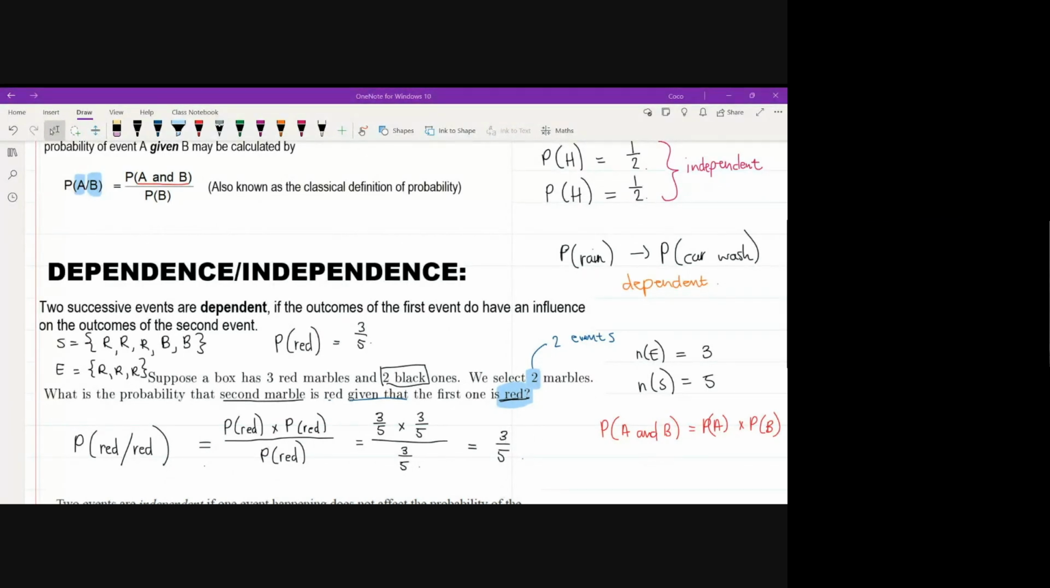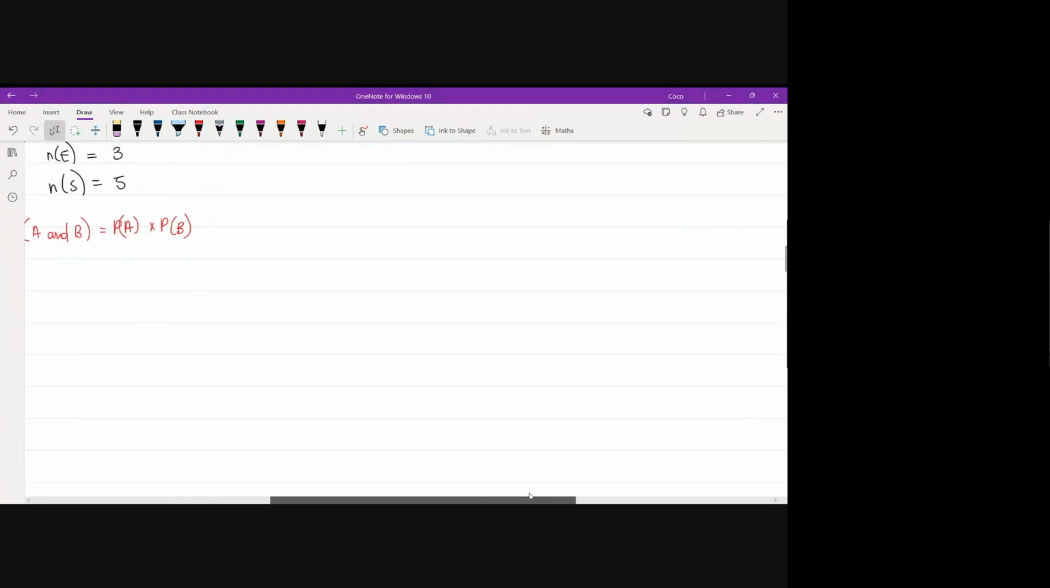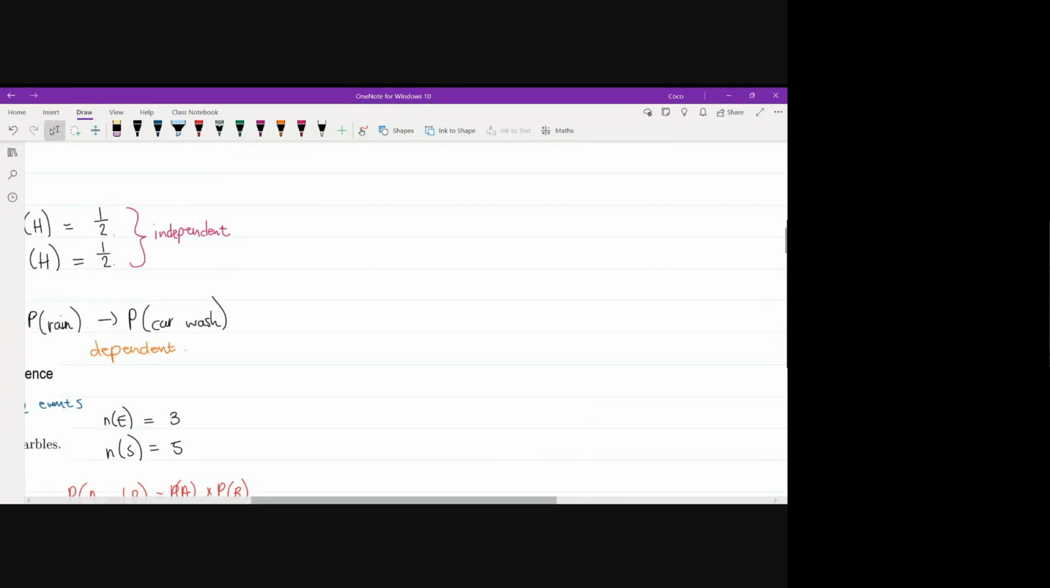Okay. All right. Oh, this one is too easy. That's just dependence and independence. Let's look at conditional probability. Give me a second.